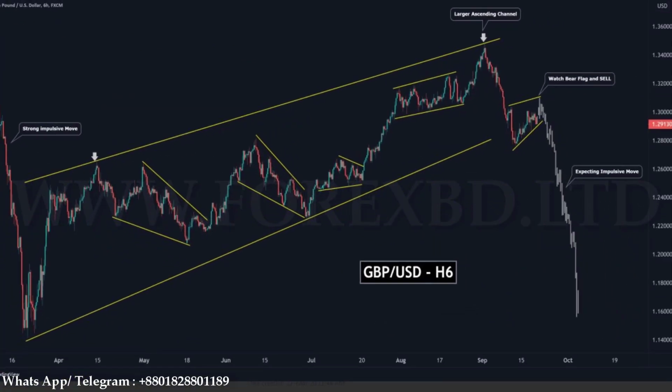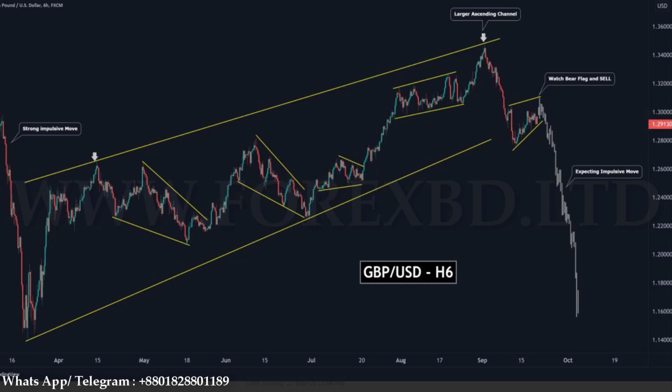I'm in GBP USD and I'm in the 6 hours time frame. Here you can see that the market was in one channel for a long time. Although the market created a small pattern in it, ultimately the market was in a big channel. But the market was on uptrend.